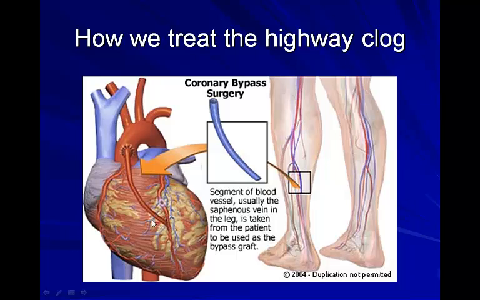If you just do one bypass, it's called a bypass. But if you have multiple sites of blockage, you might have a double or triple or even a quadruple bypass. So depending on the places of blockage, you may have more bypasses.